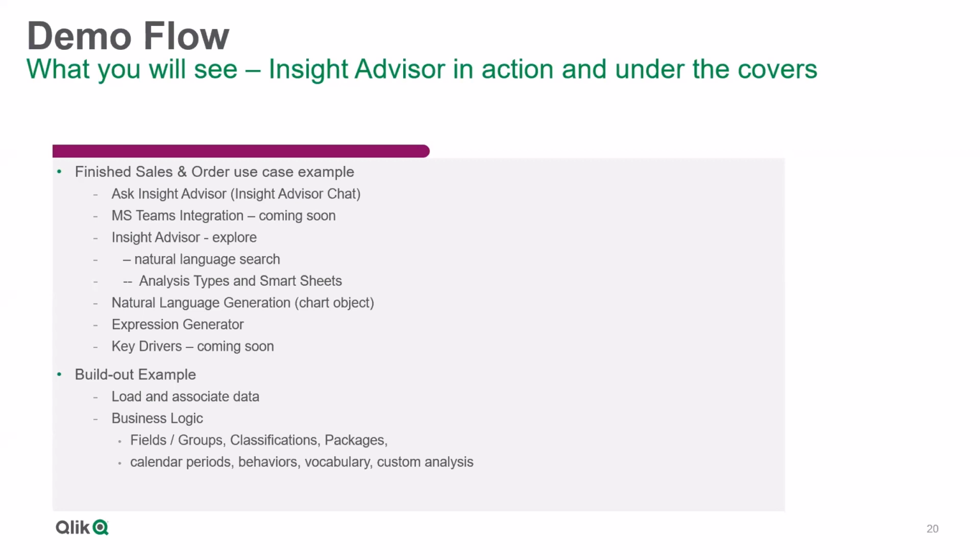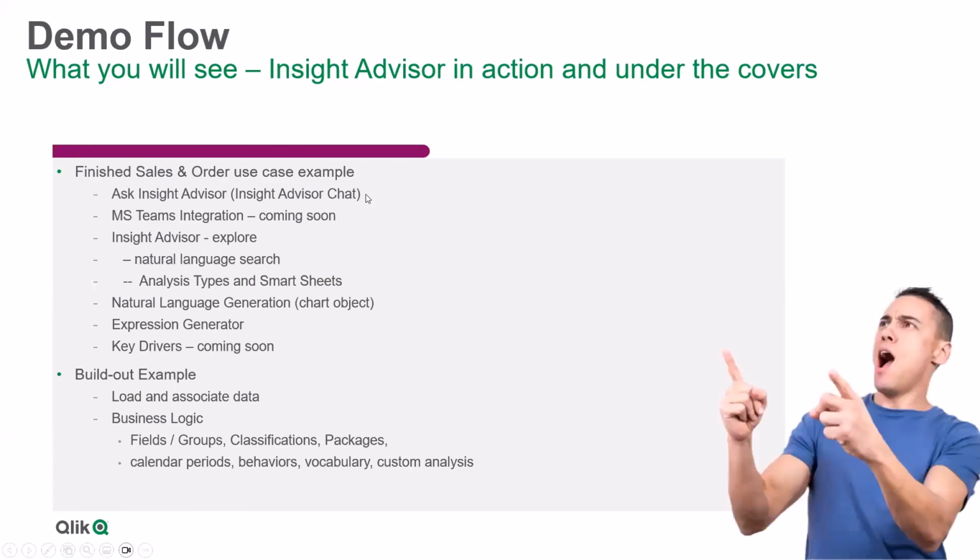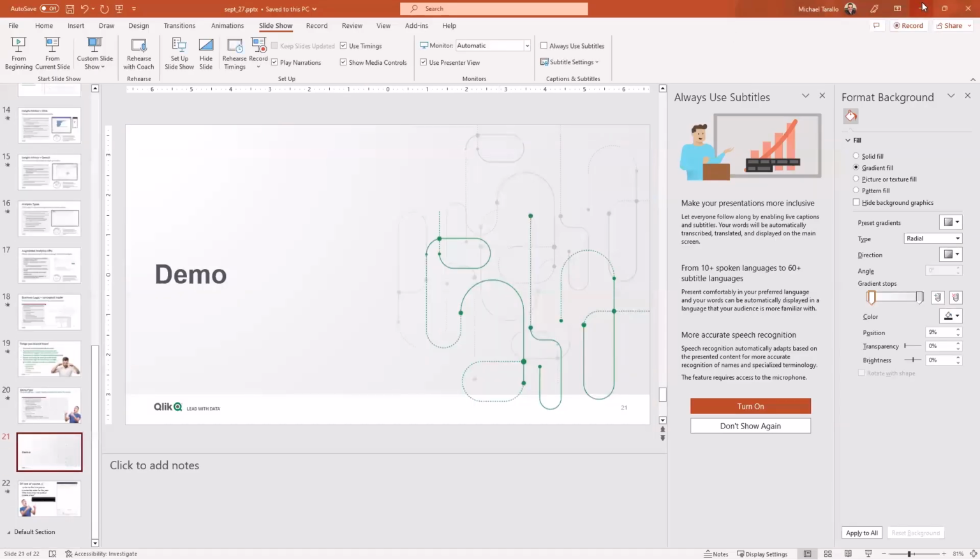Then we're going to look at Insight Advisor search and explore through natural language, analysis types, and smart sheets, the natural language chart object, expression generator, and then key drivers. And then I'm going to build out an example and show you how it all comes together. That's also so you can see how the sausage is made, so to speak, and get the correlation between what I showed you and what's happening under the covers to see how it relates to each other. You get some of those aha moments. Okay, so let's go into the demo.